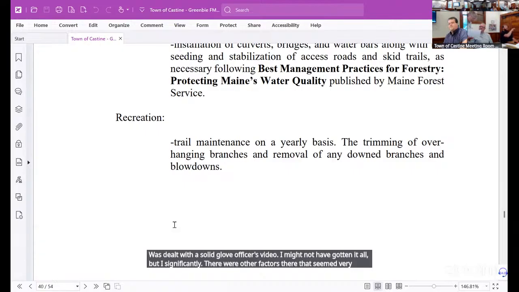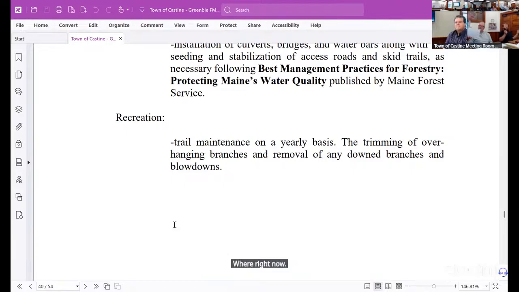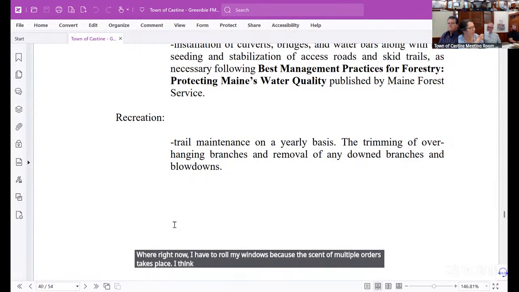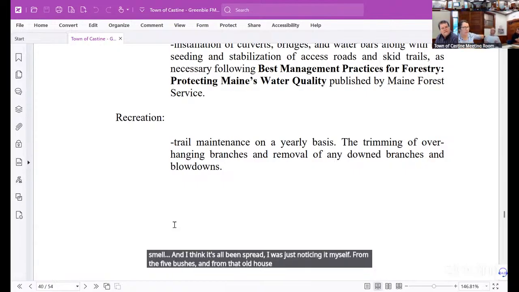Versus driving up the Dunbar Road from Scott, where right now I have to roll up my windows because the scent of multiflora rose makes me anxious. I hate the smell of it, and I think it's partially a psychological thing. The sickeningly sweet smell has all been spread, I was just noticing it myself, from the 5 bushes at that old house, and all up and down the road for a quarter mile.